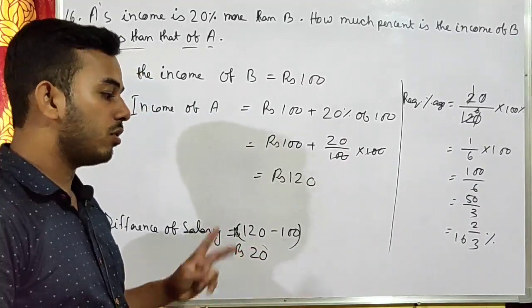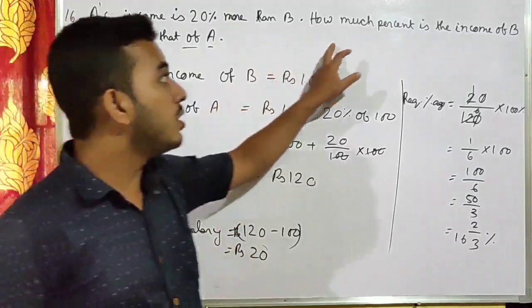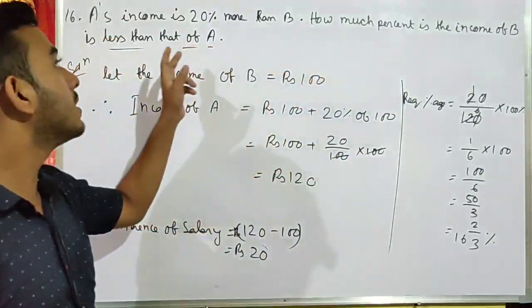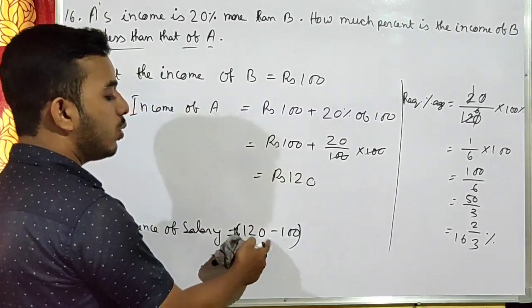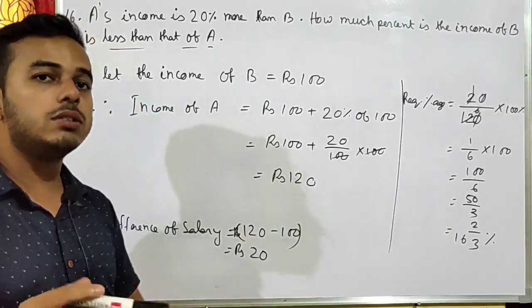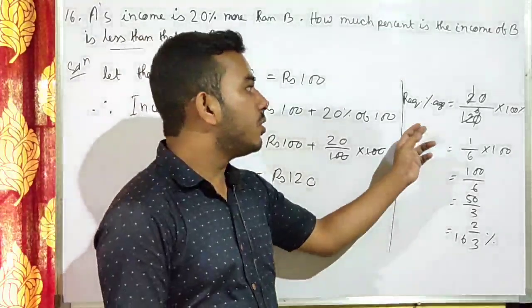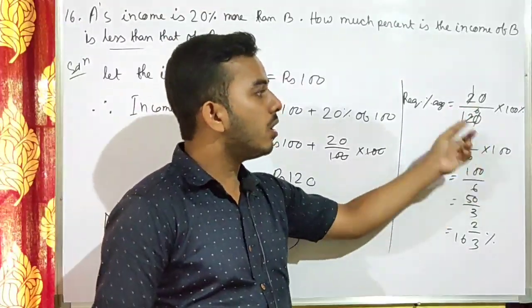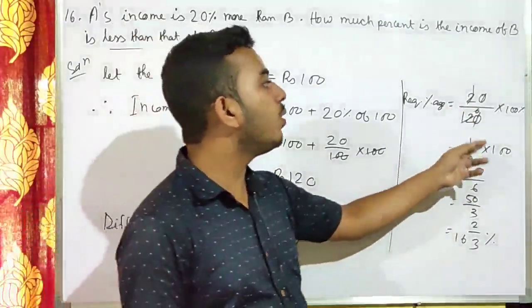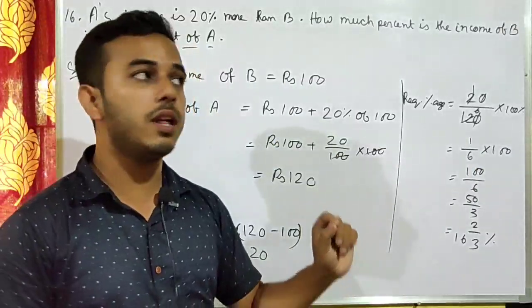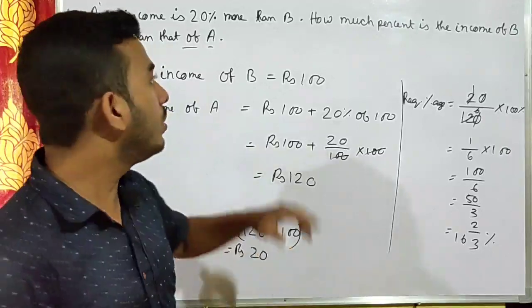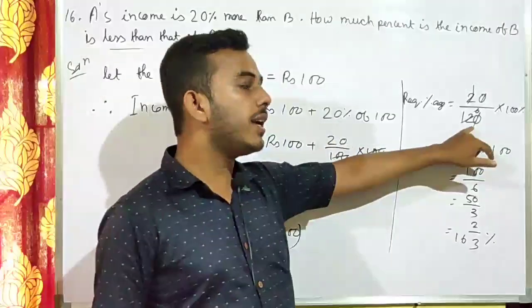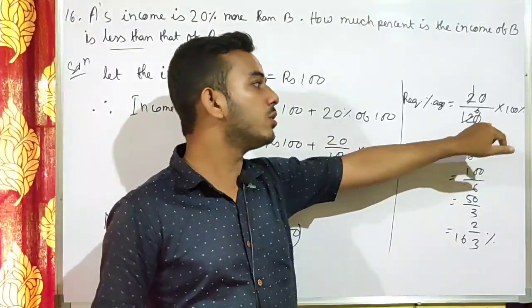The difference would be 20. The question is: how much percent is the income of B less than the income of A? B's income is 20 less, so we find the percentage. The required percent is the reduced amount by the original, 20%, considering A's income as the reference. So we have taken A's income as the base.